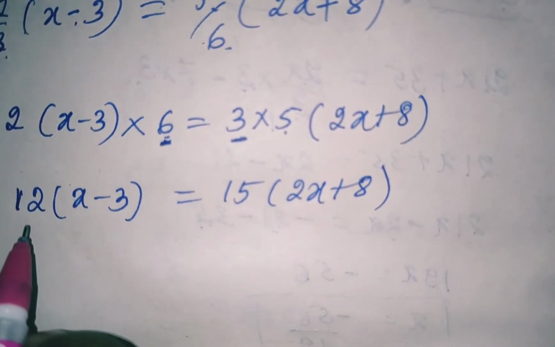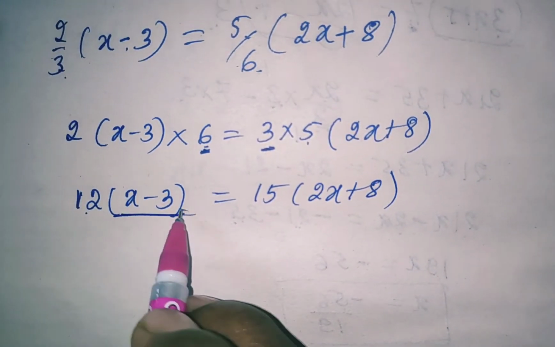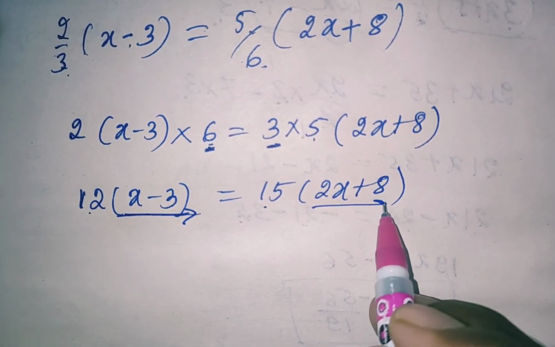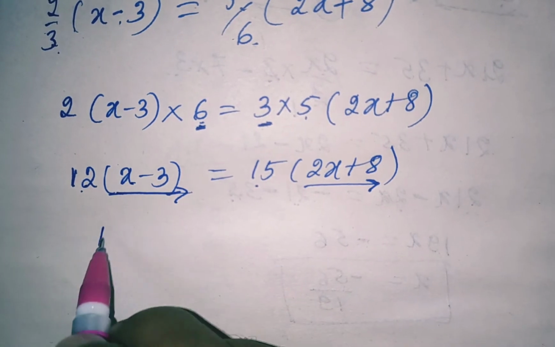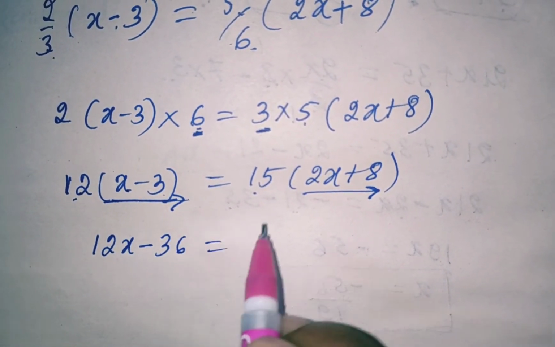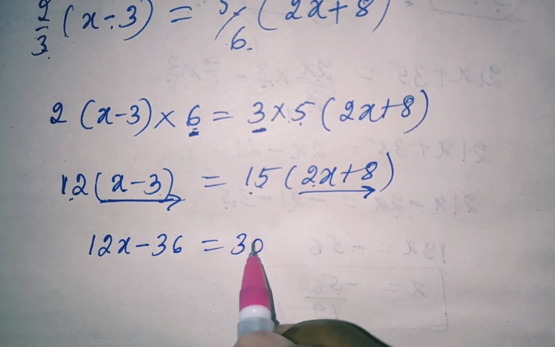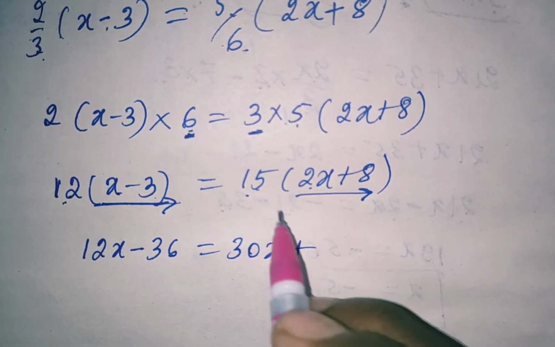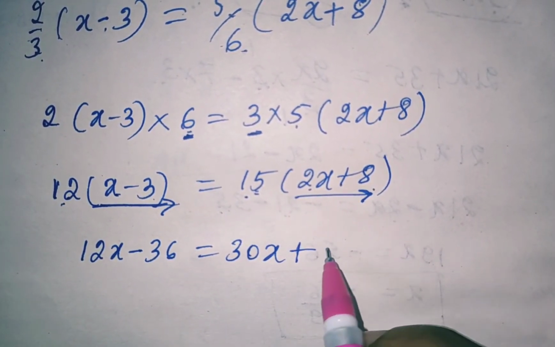Okay, now 12 is multiplied with these two terms, and here 15 is multiplied with these two terms. 12 into x is 12x, minus 12 3s are 36. Here 15 2s are 30, 30x, plus 15 8s are 120.